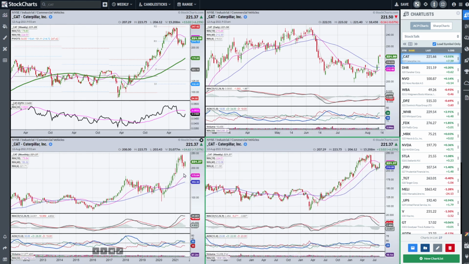So we're still pretty far from the 18-month as well. So I just think more time here. I like the long-term pattern on this. I just don't think in the short term it's ready to go.